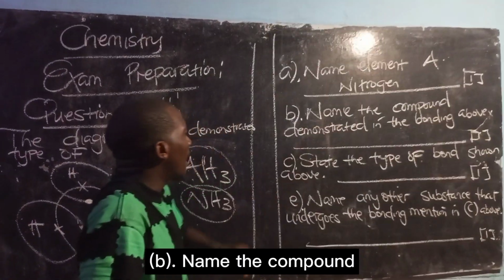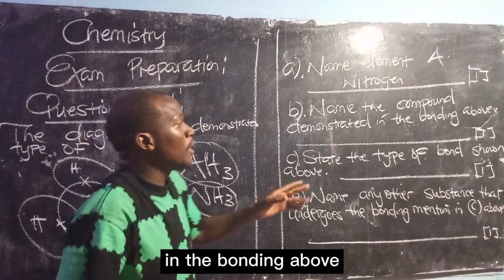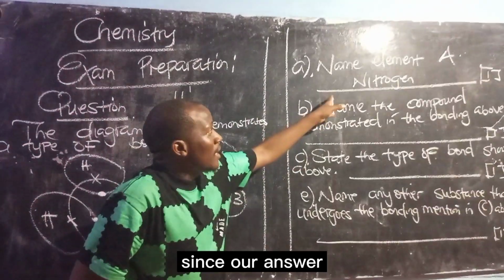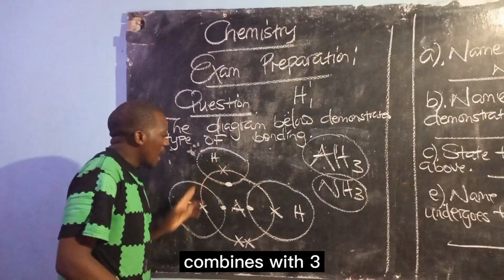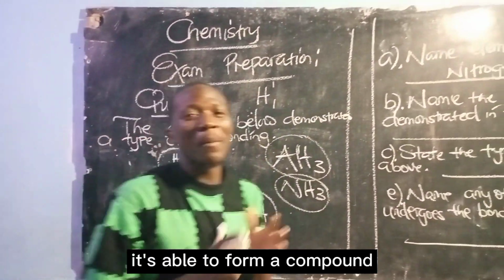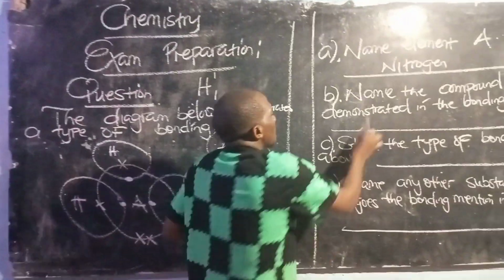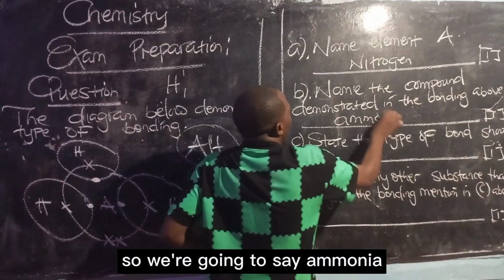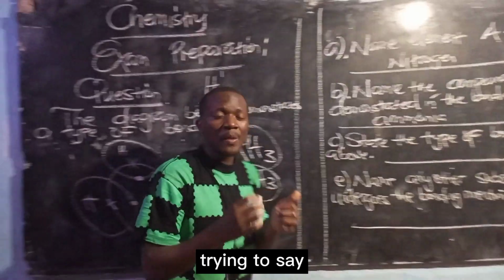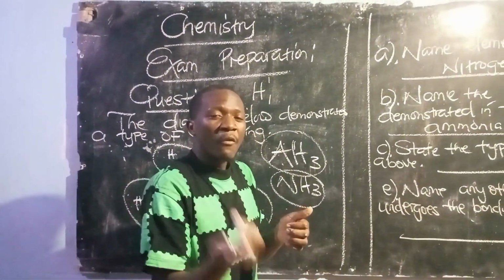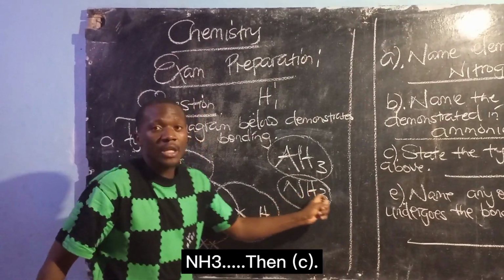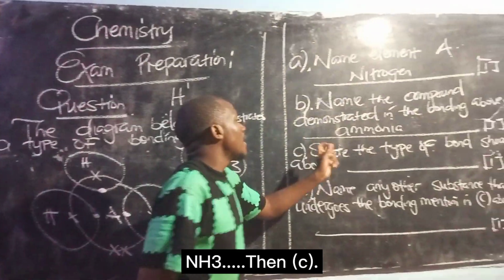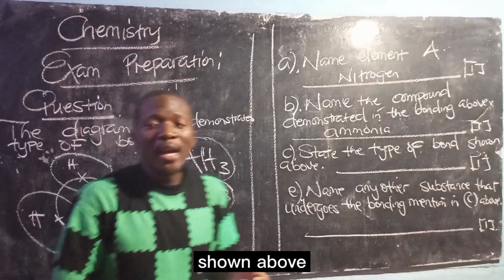B. Name the compounds demonstrated in the bonding above. Since our answer here is nitrogen, when nitrogen combines with three hydrogen molecules, it's able to form a compound called ammonia. So we're going to say ammonia. If there was a question trying to say, state the molecular formula of the compound illustrated above, we would have said NH3. Then C. State the type of bond shown above.